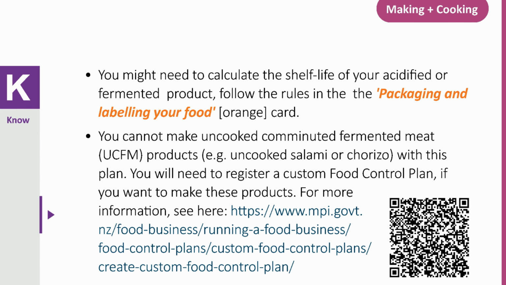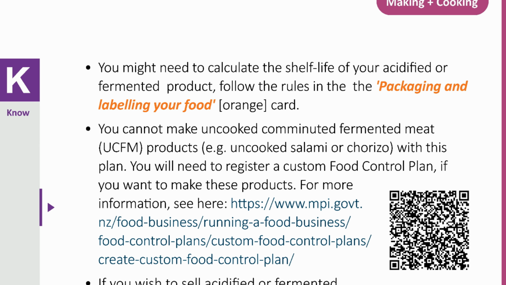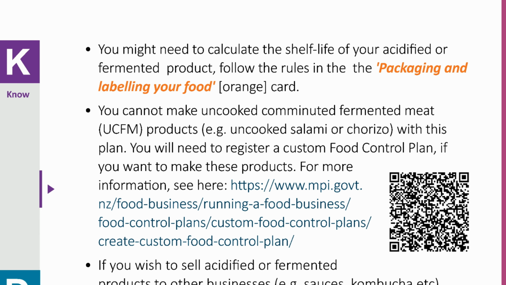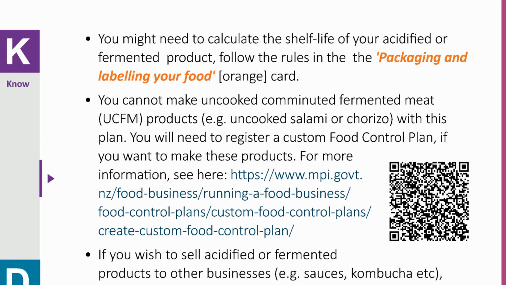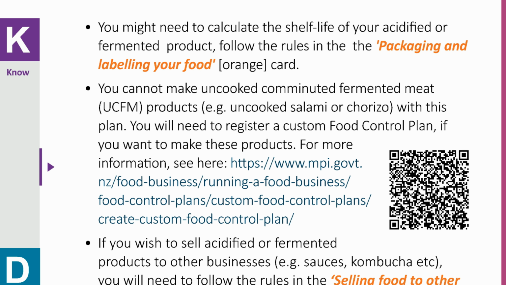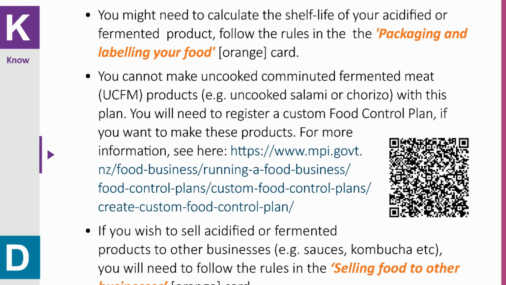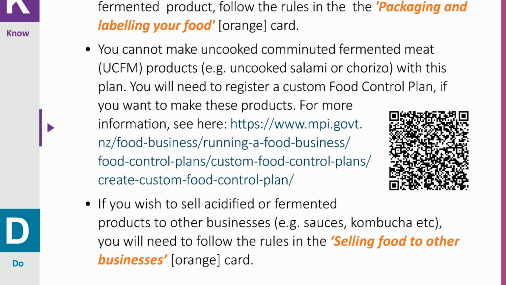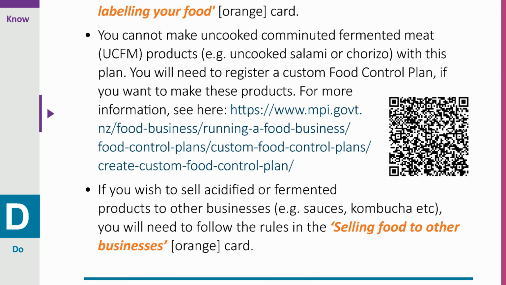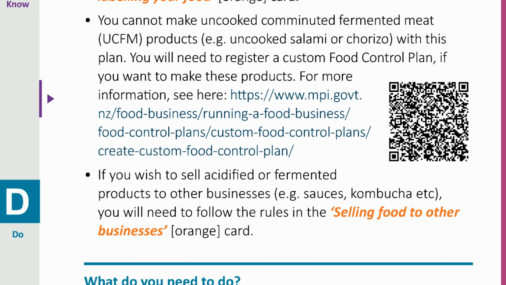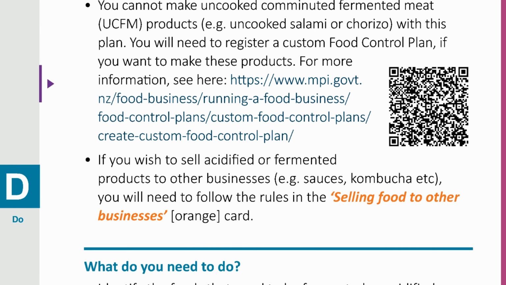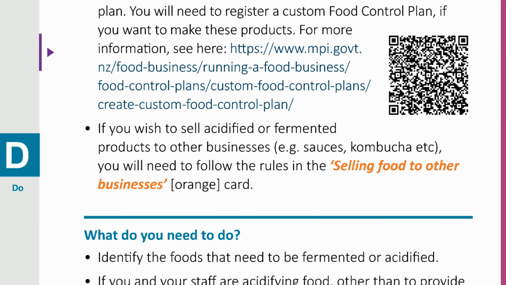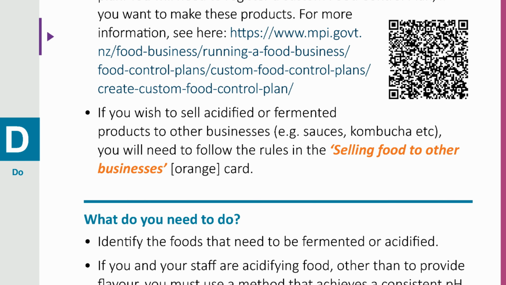You cannot make uncooked comminuted fermented meat, UCFM products, such as uncooked salami or chorizo with this plan. You will need to register a custom food control plan if you want to make these products. For more information, either use this link or scan the QR code. If you wish to sell acidified or fermented products to other businesses, for example, sauces, kombucha etc., you will need to follow the rules in the Selling Food to Other Businesses card.